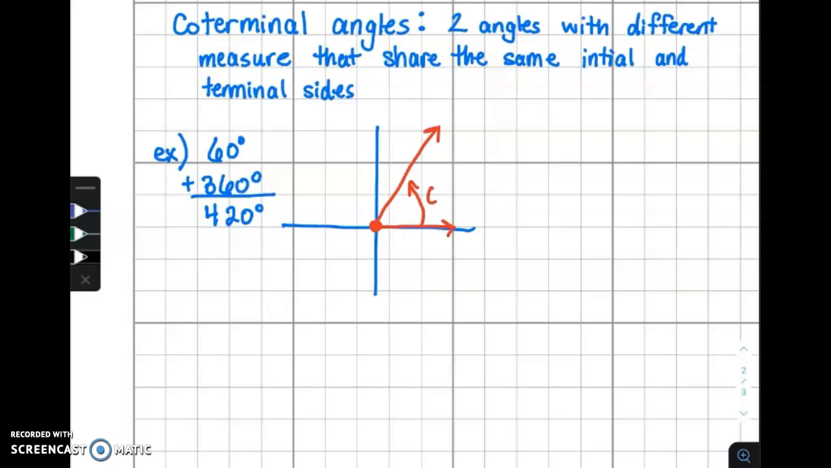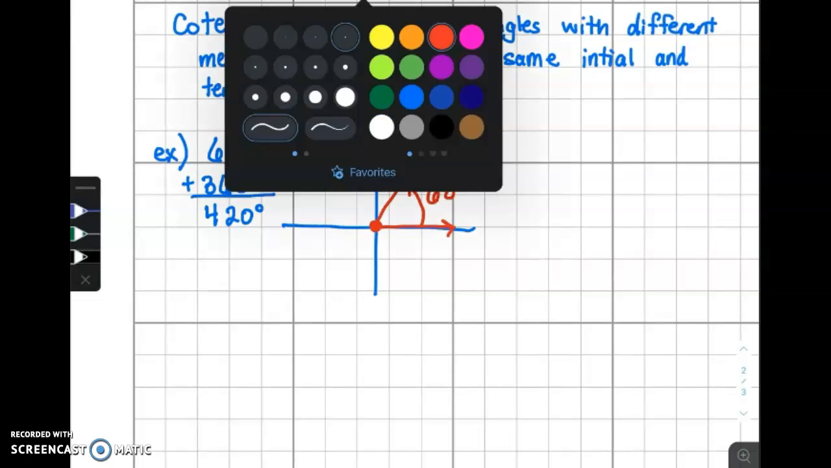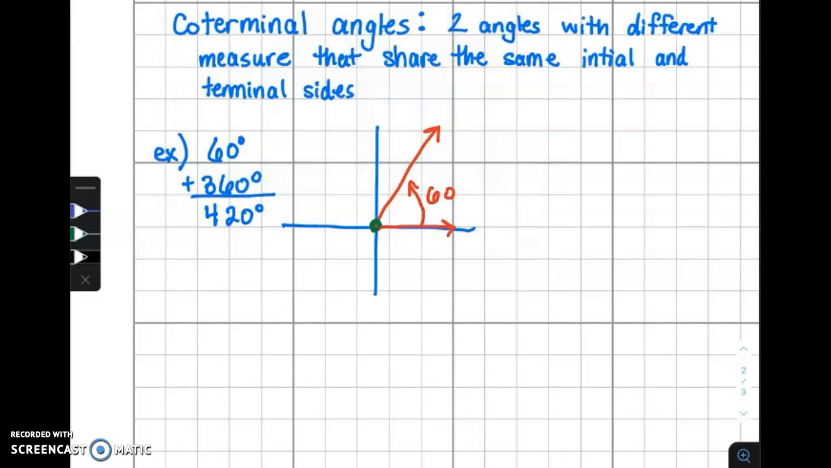Now, if I want to show 420 degrees, it has the vertex at the origin, initial side on the positive x, and I would rotate 360 degrees, then another 60 to get to 420, which ends in the exact same location as 60 degrees. So they are essentially the same graph, but different measurement.